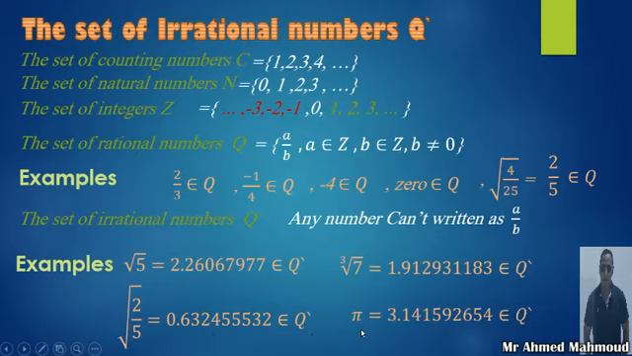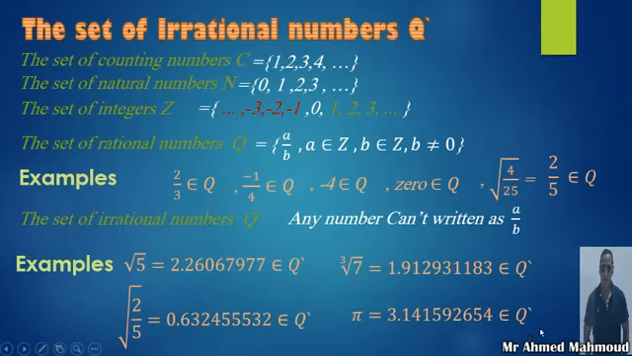Next, pi. Pi, which has the approximated value 3.14 or 22/7. The value of pi approximately equals 3.14159 and so on. We can't find an exact value for pi written as a fraction. Someone of you asked me, Mister, but pi equals 22/7. Okay, pi equals 22/7 is an approximated value. Then pi here is an irrational number.